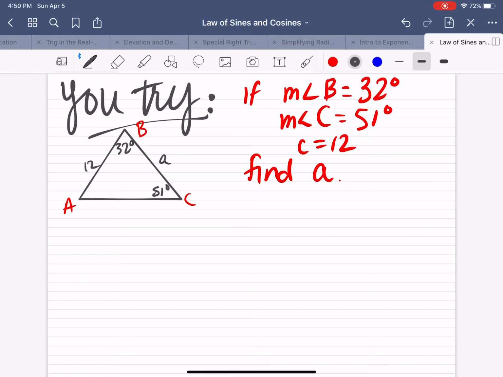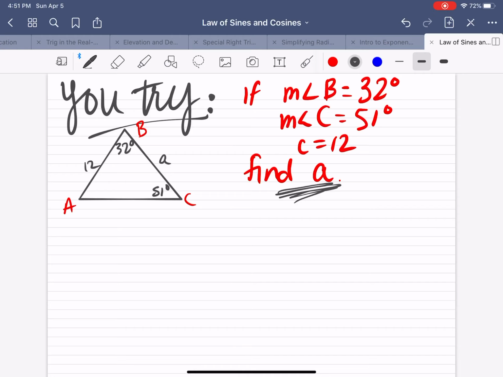So now notice that in order to do law of sine, you have to have an angle and its side. And then if you're trying to find, let's say, angle B, you have to know side B. So this problem's a little bit different. Since we're trying to solve for side A, we first have to find angle A.